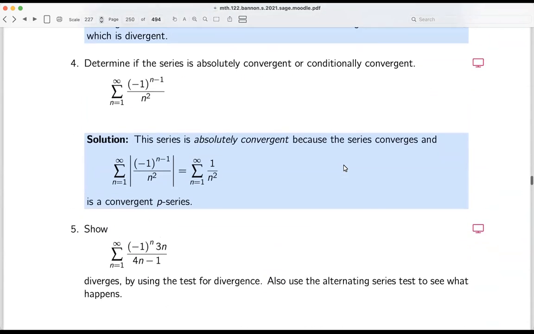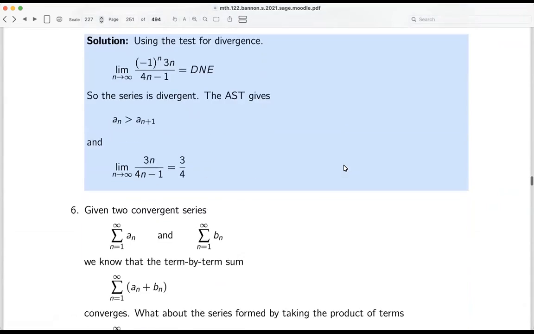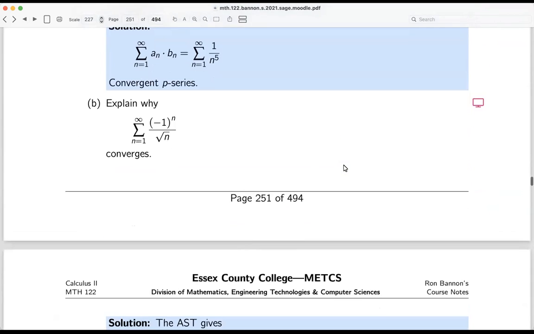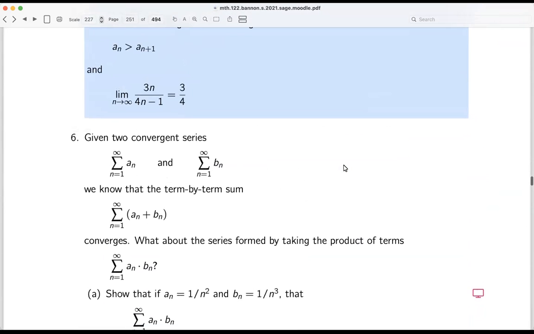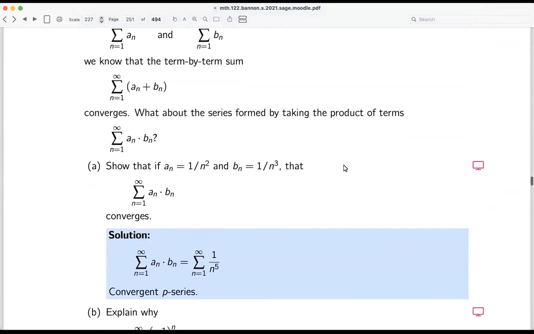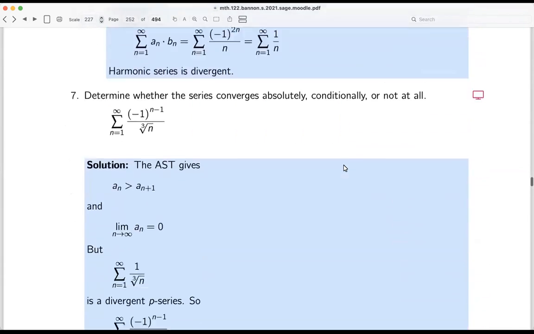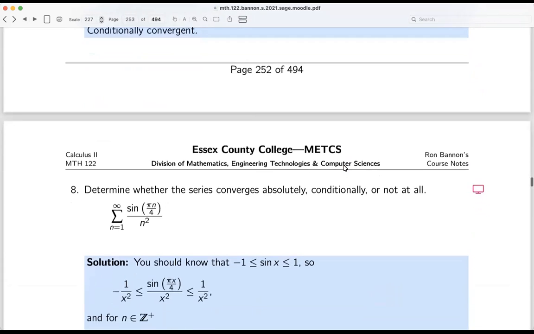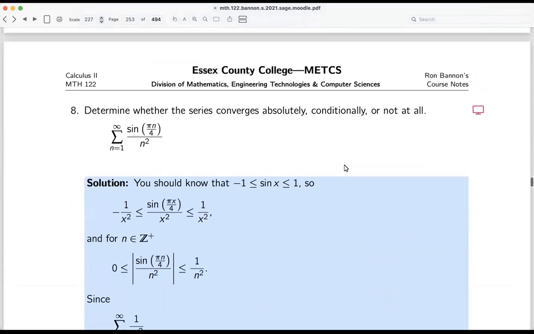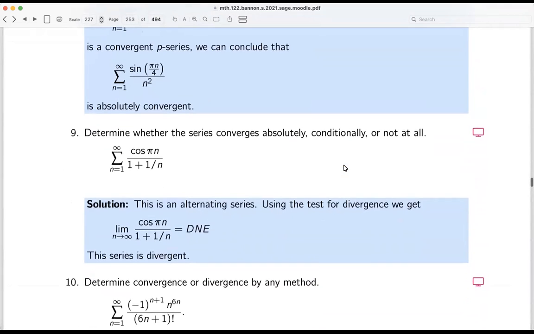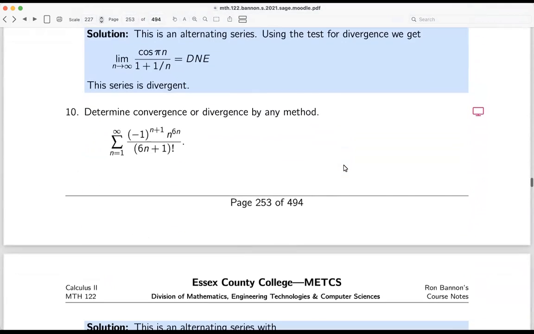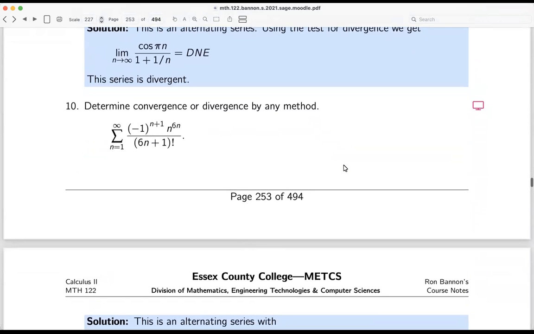Four is simpler. Five is simpler. Six is simple. Maybe not. Let me take a look at that. Maybe not. I have to think about that. That's going to require some thinking there. So let's take a look. Seven, simple. Eight doesn't look bad. Nine doesn't look bad. 10 doesn't look bad.